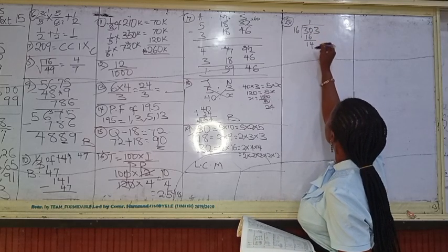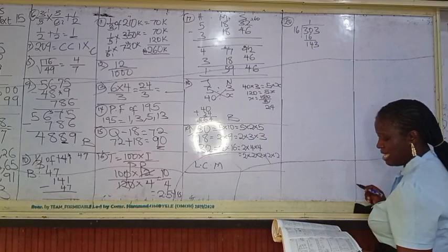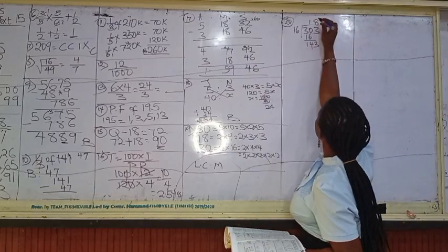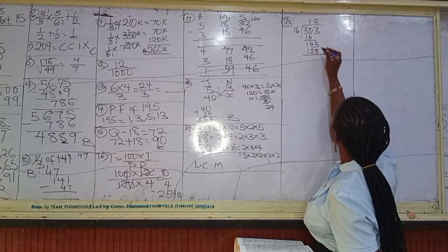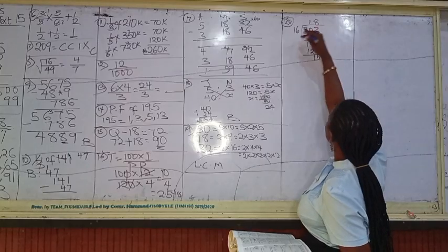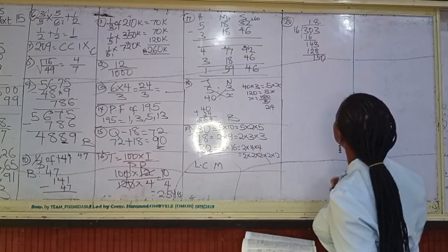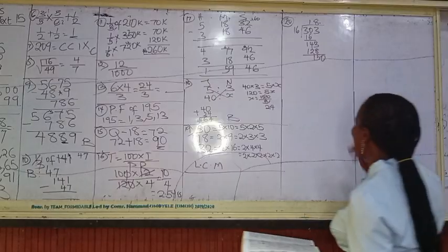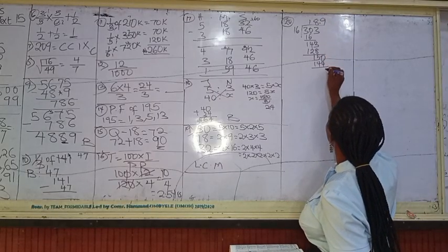We have 14 left. You bring down the 3. 16 in 143, that is 8. 8 times 16, that is 128. You have 15. 16 in 15, not possible, so you add the 0. 16 in 150, that is 9. And that gives us 144. So we have 6 left.